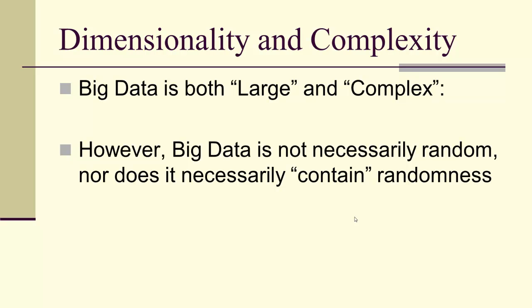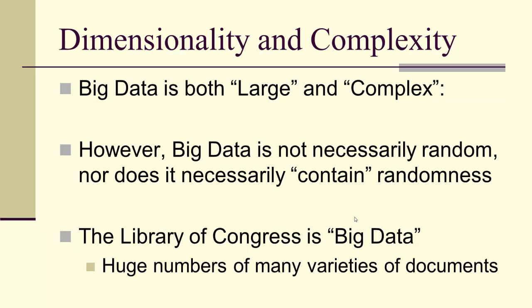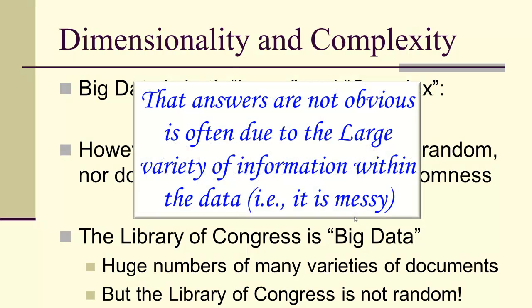Big data is large and complex, but it's not necessarily random. For example, the Library of Congress is big data. Huge numbers, huge varieties of documents. But it's not random, not even a little bit. So when we see that answers are not obvious, it's often due to the large variety of information within the data rather than the randomness or random effects hiding the answers.